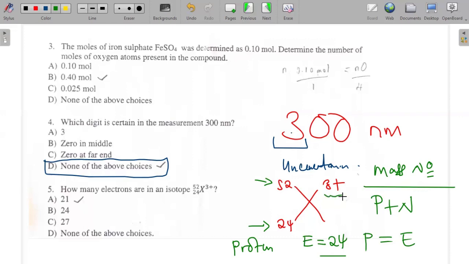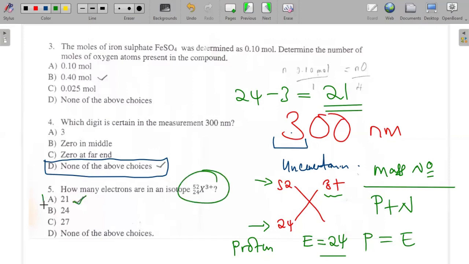So if 3 electrons were lost, how many have remained? It means 24 minus 3, which gives you 21. So how many electrons do we have here? We just have 21 electrons. So the answer there should be A. Any questions there?